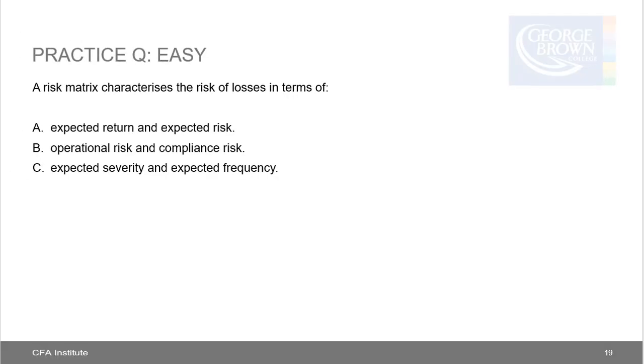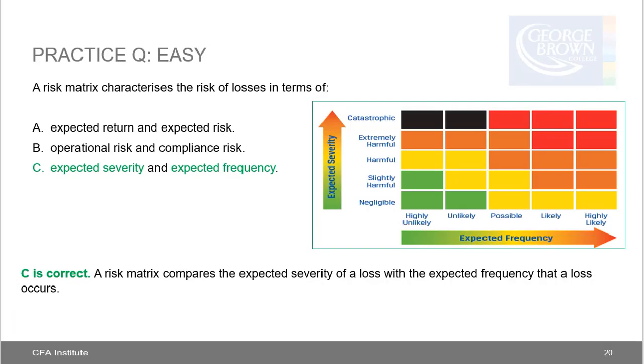So a quick practice question from the learning ecosystem at the easy level. Hey, let's do an easy one for a change. So, a risk matrix characterizes the risk of losses in terms of A, expected return and expected risk, B, operational risk and compliance risk, or C, expected severity and expected frequency. Yes, that's an easy question.